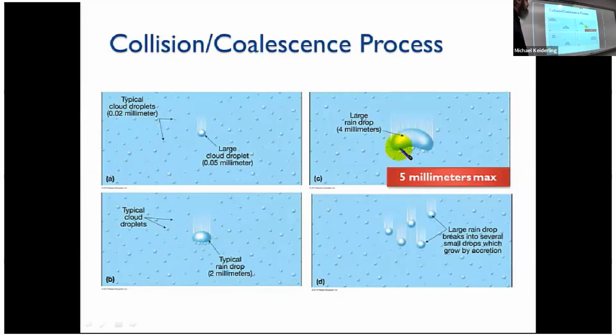Now they get so big that they'll break apart as they fall, and 5 millimeters is the maximum size. So we start here with the cloud droplets colliding and coalescing into a big enough raindrop that can actually fall, and it might get too big, and because of friction and air resistance, it might break apart into smaller drops. And the coalescence occurs partly because of the electrostatic charge of the different water droplets.